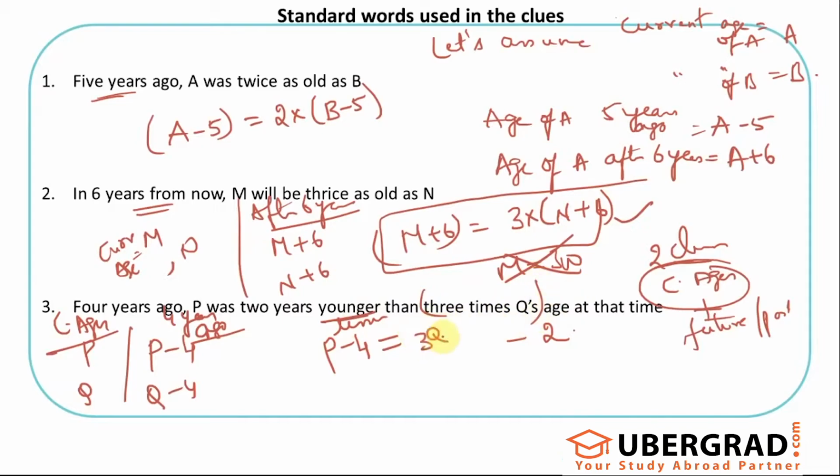3 times, what is Q's age at that time? It is Q minus 4. 3 times Q's age at that time is Q minus 4, that is 3 into Q minus 4. The minus 2 is coming because 2 years younger, so it's minus 2. P minus 4 is the age of P at that point of time. So P minus 4 equals 3 into Q minus 4 minus 2.